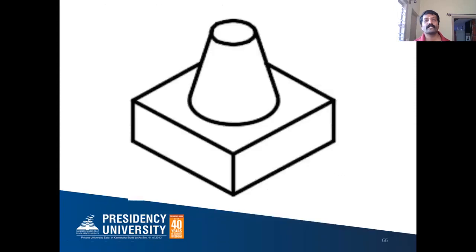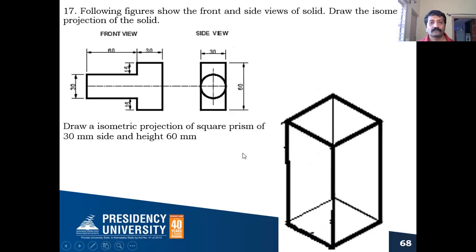So if you do it exactly, you are going to get it like this: a square slab, and above that a frustum of a cone placed like this. So this is the isometric projection of this combination of solids. You are going to get it like this. If you erase all the construction lines and the hidden edges, only the visible edges you have to retain at the end. I hope you understand this. So let us move to the next example which I have taken.